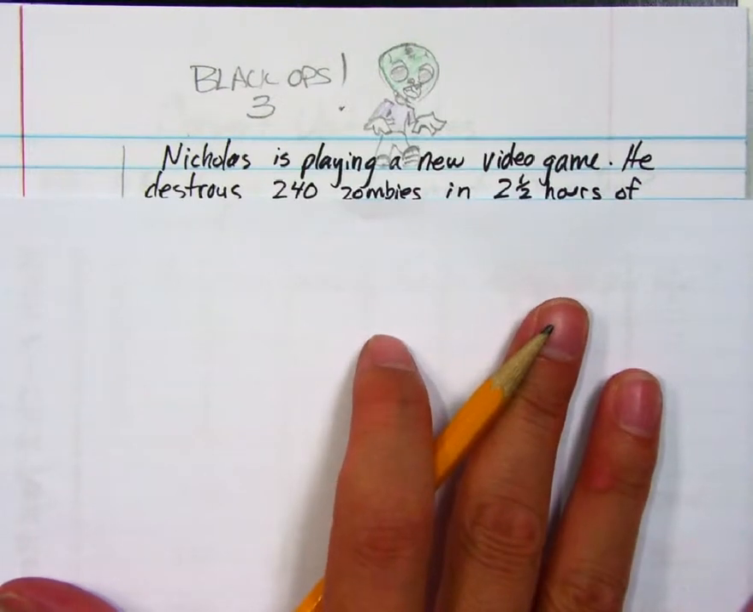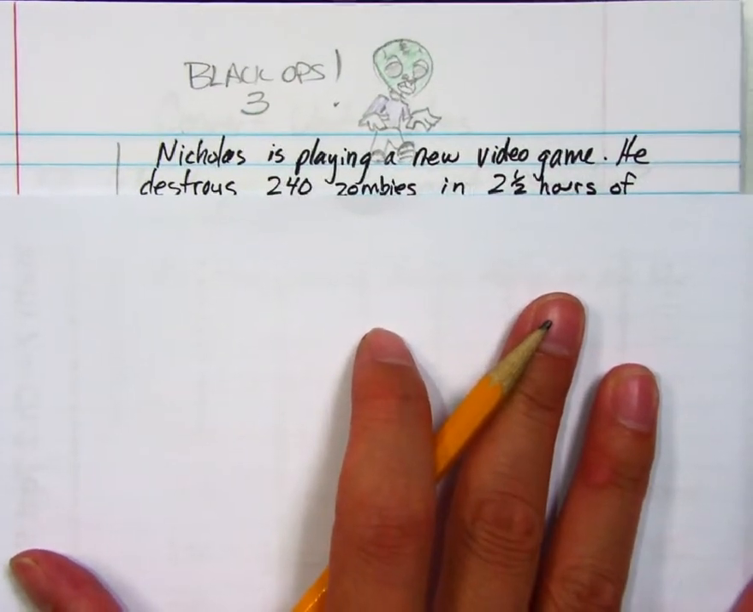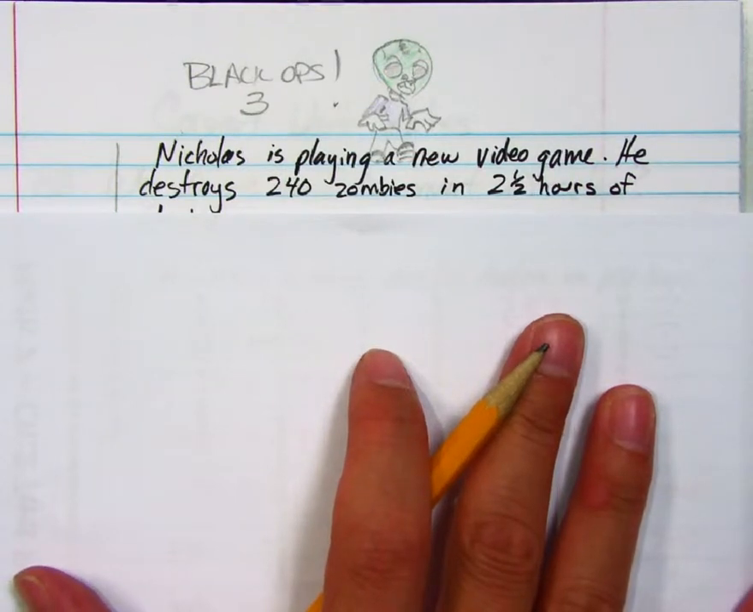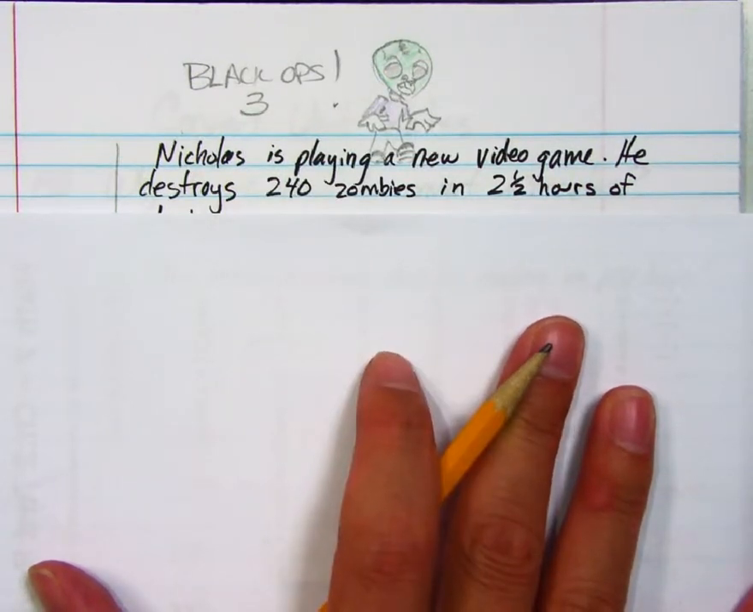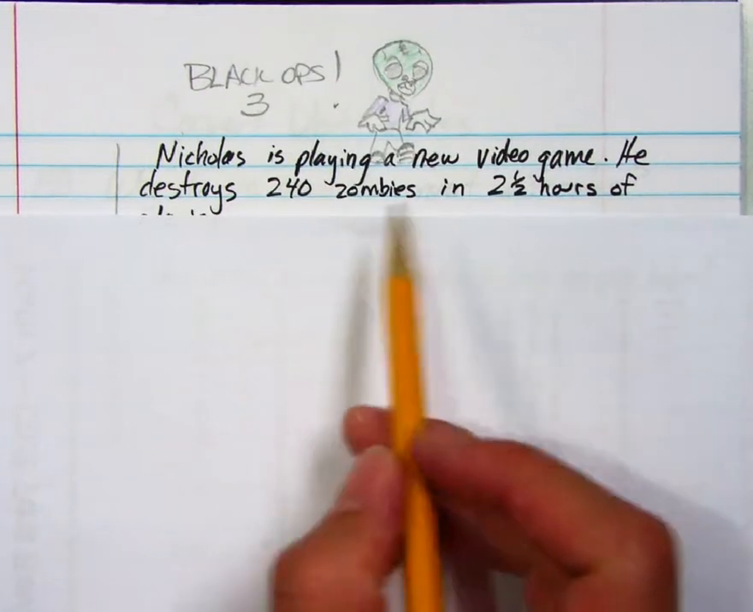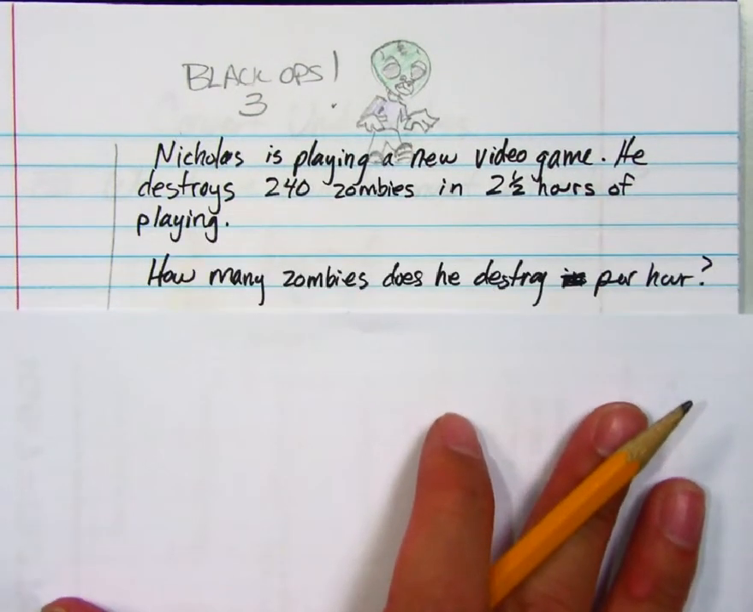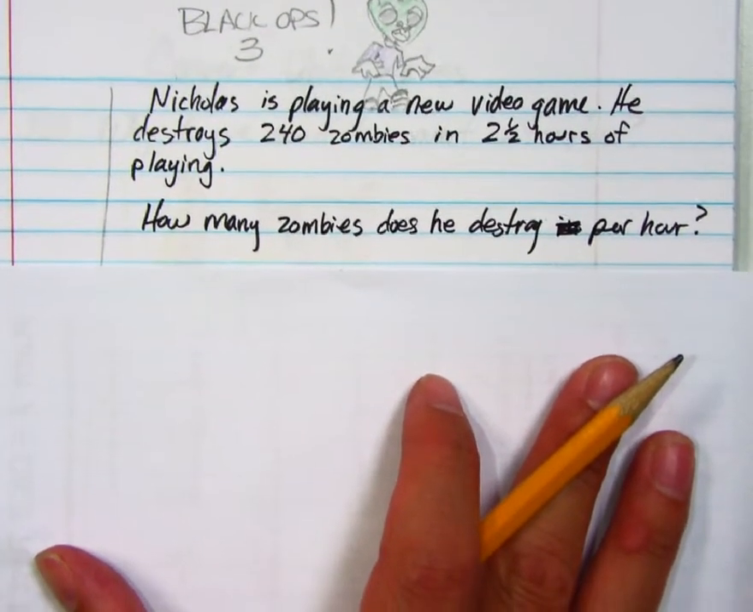So Nicholas, he's playing a new video game. He destroys 240 zombies in 2.5 hours. Plays for 2.5 hours. Mom or dad says, hey, no more. Gotta do your homework. He says, okay, I'm going to look at my score. 240 zombies in 2.5 hours. All right, I want to know how many zombies does he destroy per hour?